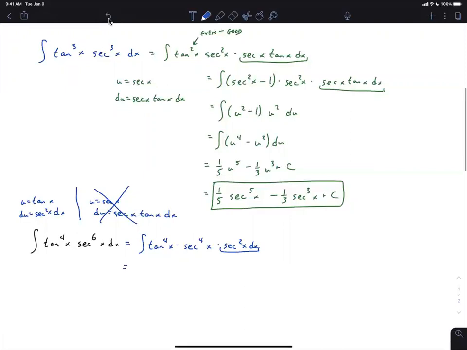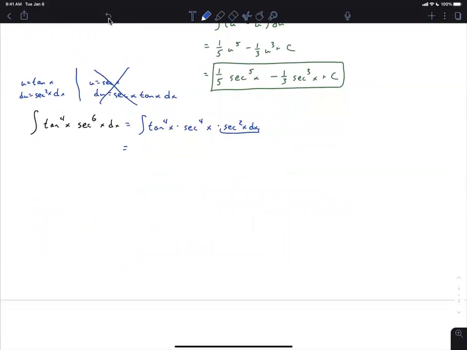Now since u is tangent, we're going to rewrite secant in terms of tangent. Well, 1 plus tangent squared is secant squared. So we're going to get 1 plus tangent squared, and then squared, and then secant squared x dx. And now that's u to the 4th times 1 plus u squared, squared, times du at the end of that problem. Not done, but any questions to there? Everybody good?